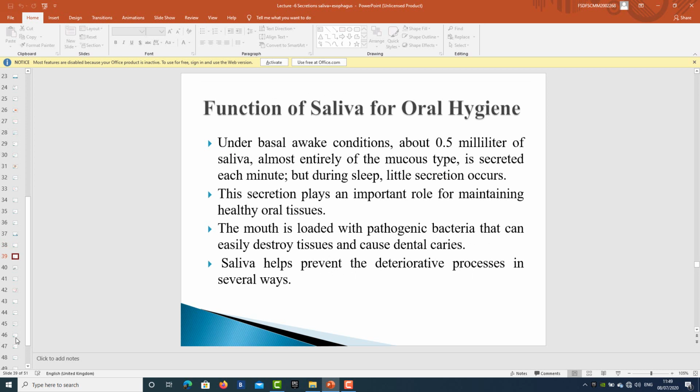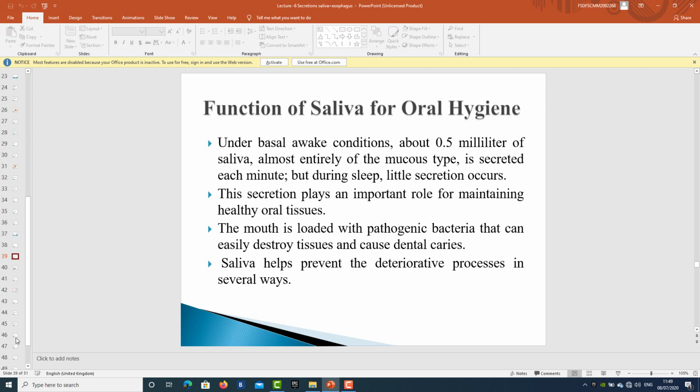Now the functions of saliva. The first one is oral hygiene. Under basal awake conditions, about 0.5 ml of saliva, almost entirely of mucus type, is secreted each minute. But during sleep, little secretion occurs. This secretion plays an important role in maintaining healthy oral tissues.